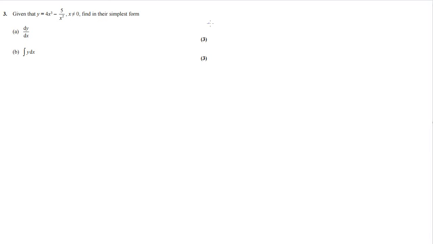So in this question, what we have given is y equals 4x cubed minus 5 over x squared. And what they want is part A wants us to find dy by dx. That is the derivative of y with respect to x.